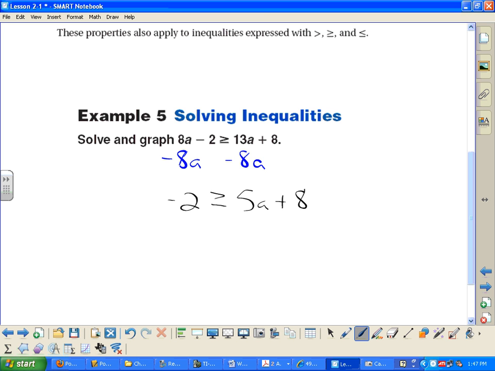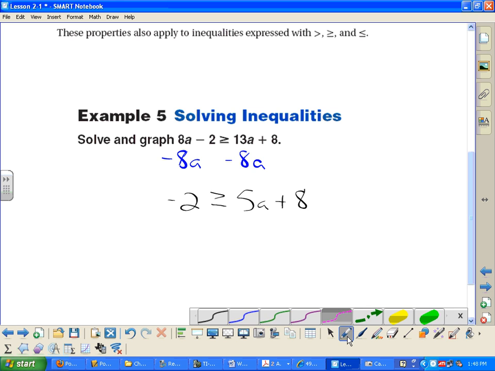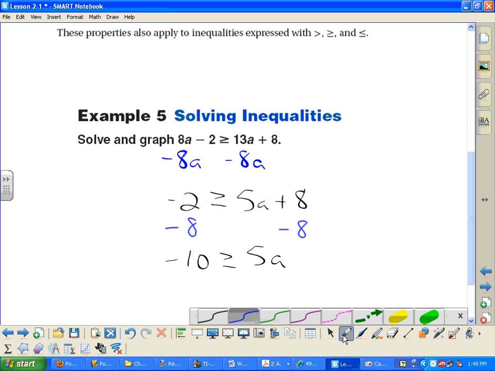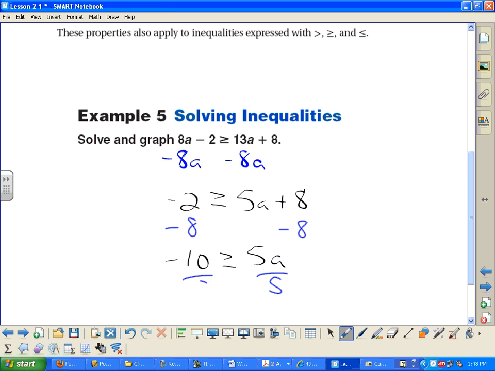And the advantage here is that the 5a is positive. If we would have subtracted 13a, we would end up with negative 5a on the other side, and would have to make sure we switch the inequality. So we subtract 8 from both sides. We get negative 10 is greater than or equal to 5a. Divide by 5. And a is less than or equal to negative 2.